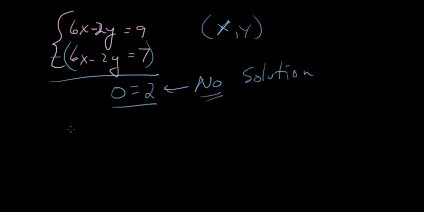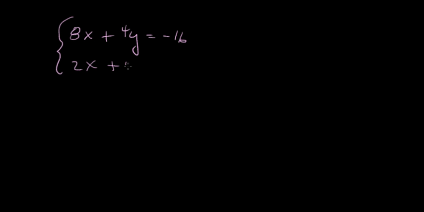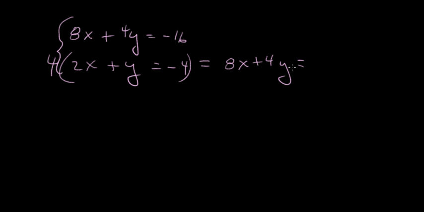And so let's try one more. Different color this time. I'm getting tired of the same color all the time. 8x plus 4y equals negative 16. 2x plus y equals negative 4. Now, watch what I do here. I'm going to multiply this whole thing by 4. 4 times 2x is 8x. 4 times y is 4y. 4 times negative 4 is negative 16.